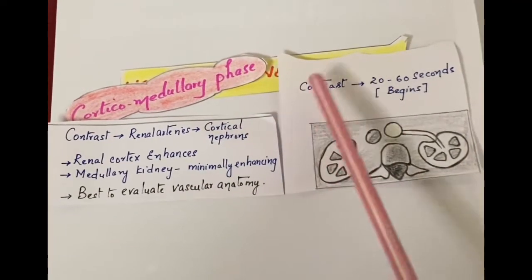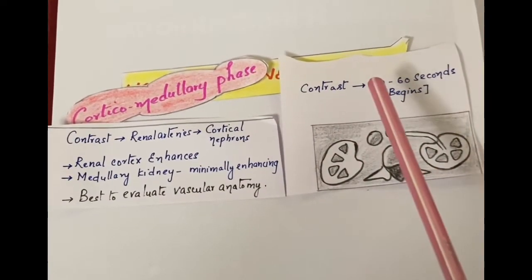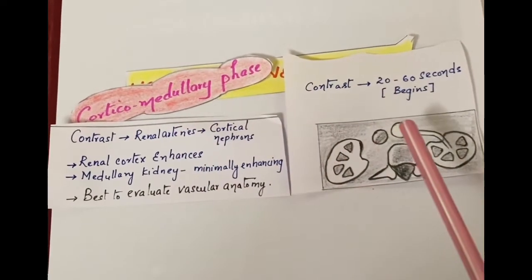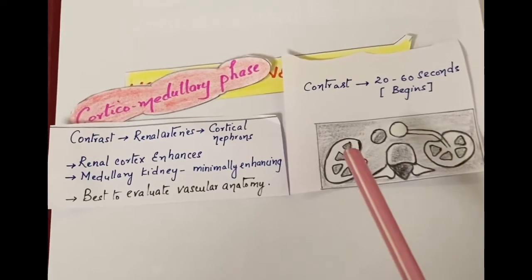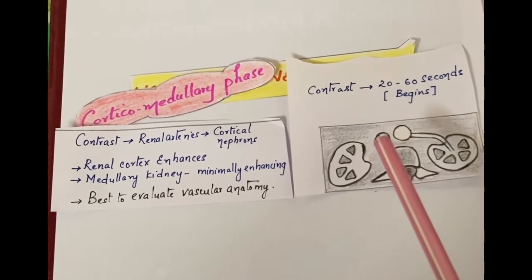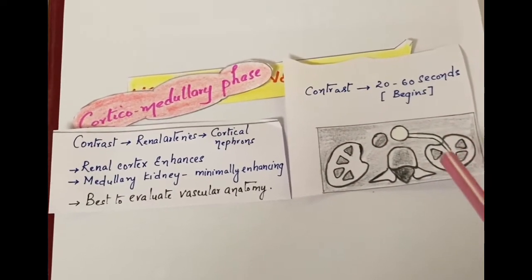It begins 20 to 60 seconds after the contrast is given. The contrast passes from the aorta into the renal artery, and from there into the renal cortex. This is the spine. These are both kidneys. You have an aorta, you have an IVC. This is the cortex and this is the medulla.